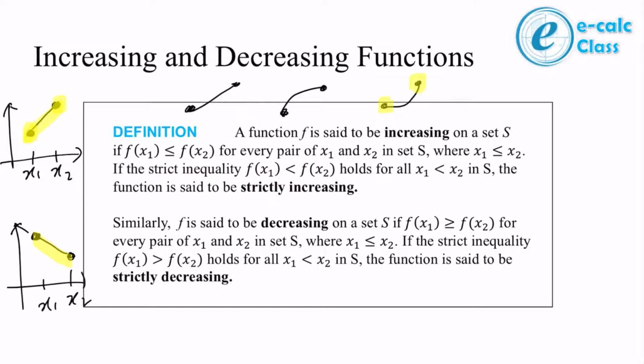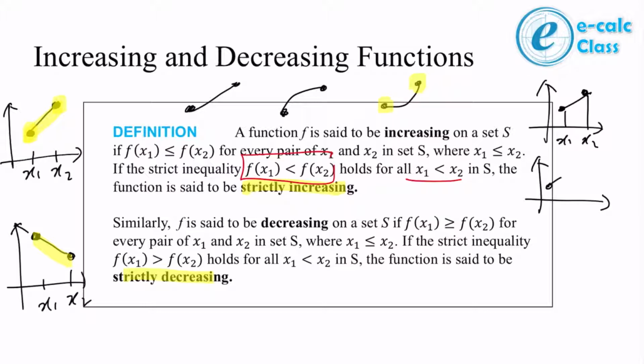If you want to add the words strictly increasing and strictly decreasing, then this condition, f of x1 smaller than f of x2, has to be true for all the values of x in this interval, right? So for example, this is a strictly increasing graph. You have x1, x2, but this one is not: it increases, then stays constant, then increases again. This is not a strictly increasing graph.